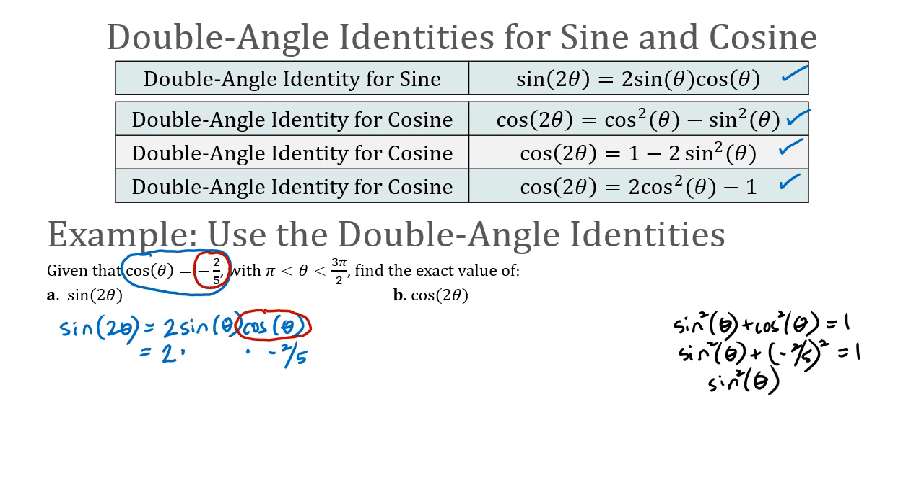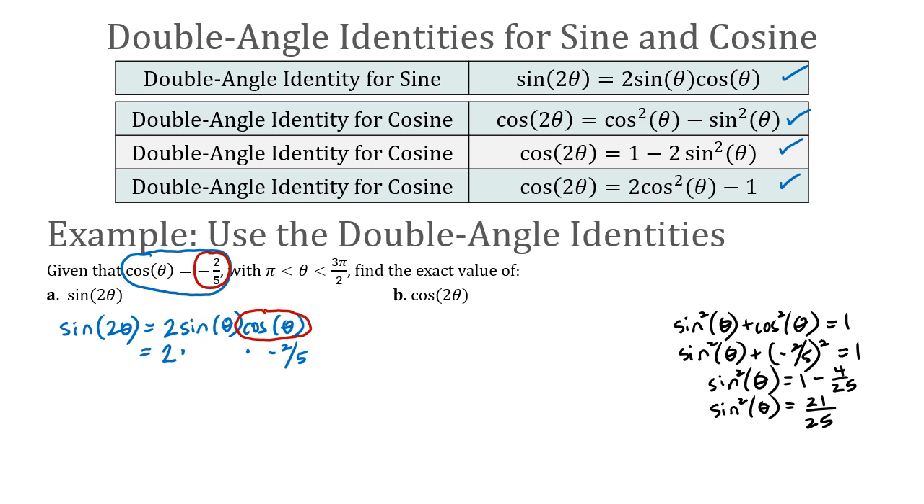Sine squared theta is going to equal 1 minus negative 2/5 times negative 2/5, which is 4 over 25. Notice I'm not using the calculator here. 1 can be rewritten as 25 over 25. So 25 minus 4 is 21, isn't it? So sine squared theta can equal 21 over 25. Okay, challenge yourself to see if you can do some of these things without a calculator.